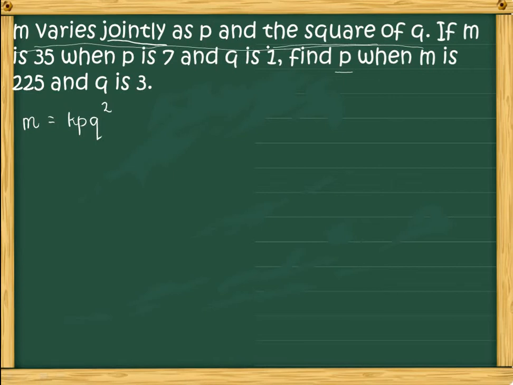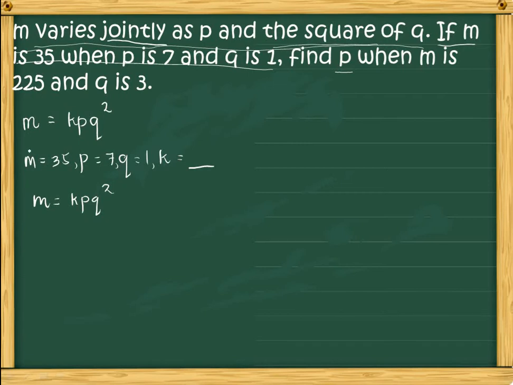Now, the second statement is used to find the value of k. So let's write the given. M is equals to 35 when P is equals to 7 and Q is equals to 1. And those given will be used to find the value of k, or the constant of variation. So let's use the equation. M is equals to kpq squared. Saan po galing si M is equals to kpq squared? Galing po siya sa first statement natin.